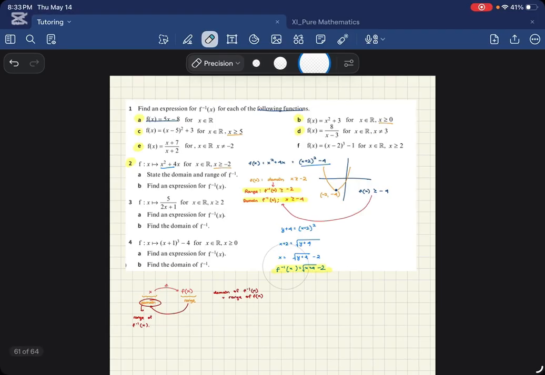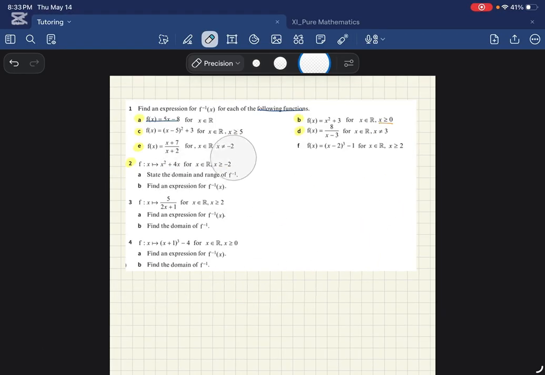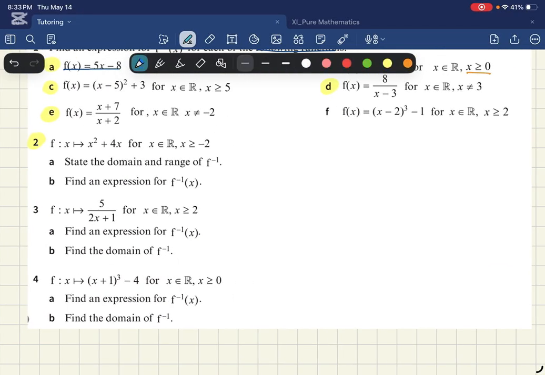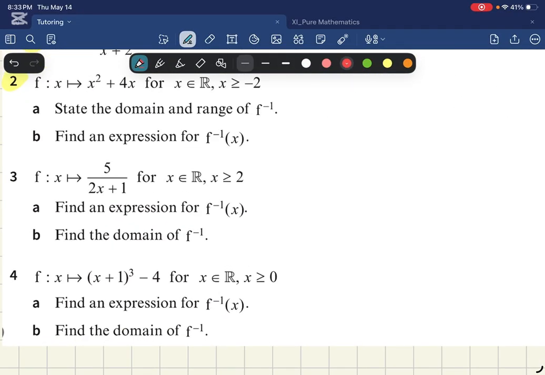So that is going to be your expression. Moving on. Question 3. So you have f of x is equal to 5 divided by 2x plus 1. And x is going to be your real number, and x is bigger than or equal to 2. So find an expression for f inverse of x.